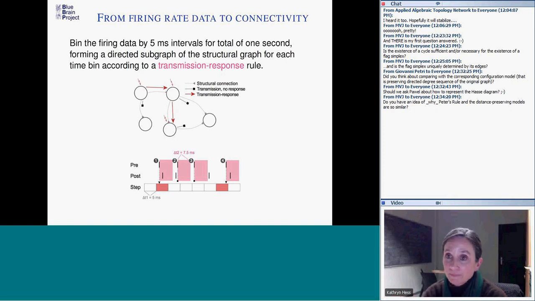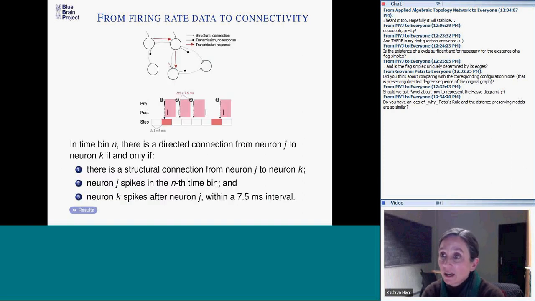And so in this time bin, what we would say was that there's an edge, a connection from neuron J to neuron K if there was already a structural connection, so there's a possibility that they're connected. And neuron J spikes in the nth time bin, so this nth period of 5 milliseconds. And neuron K fires within 7.5 milliseconds of neuron J.